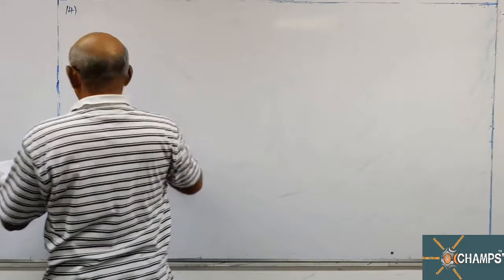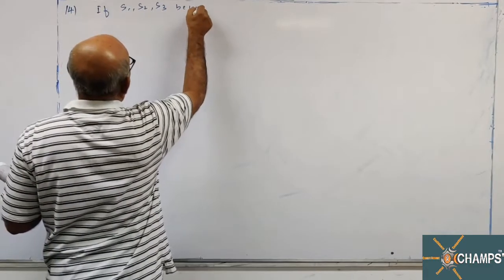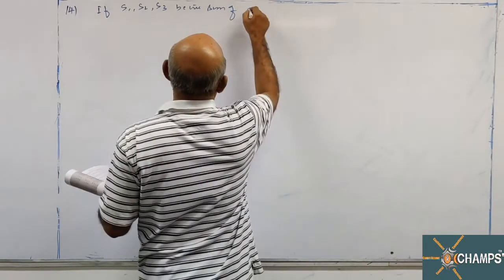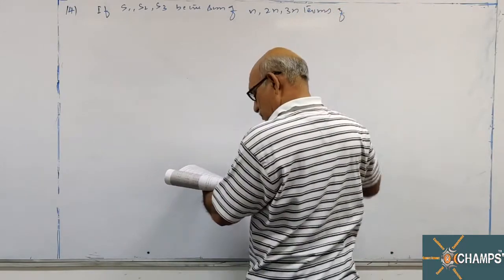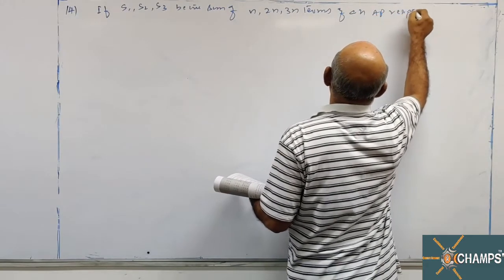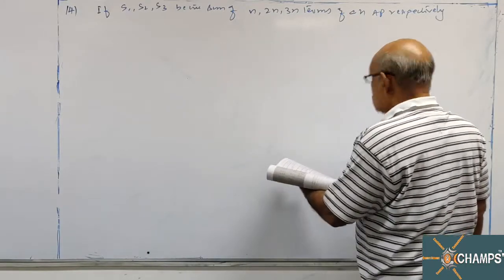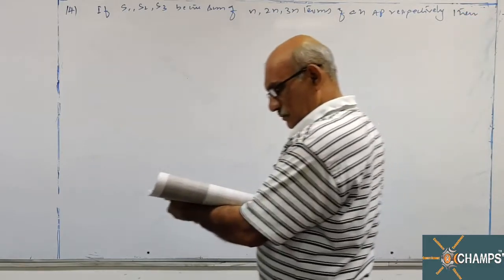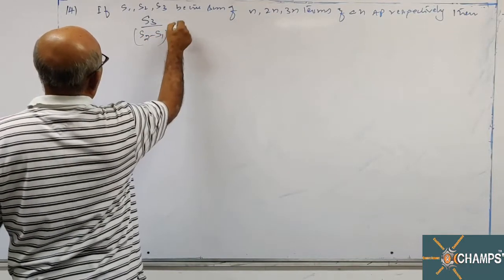Now look at the 14th question. If S1, S2, S3 be the sums of n, 2n, 3n terms of an AP respectively, then S3 divided by S2 minus S1 is equal to question mark.